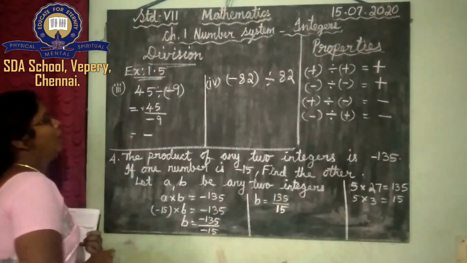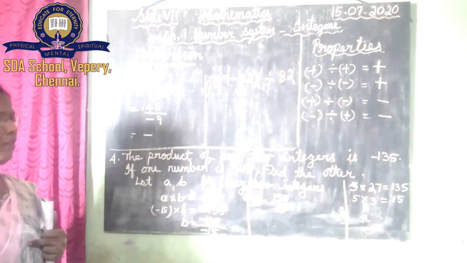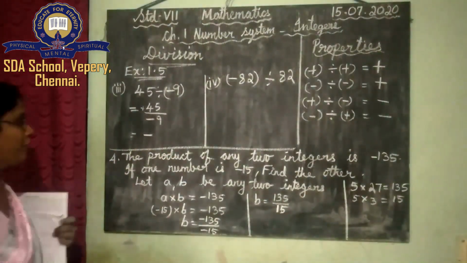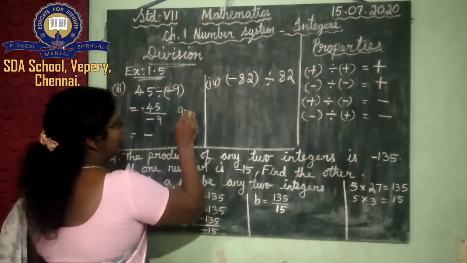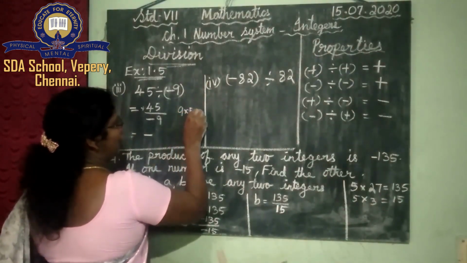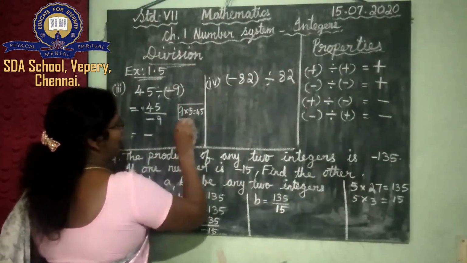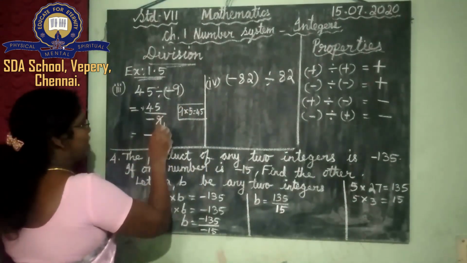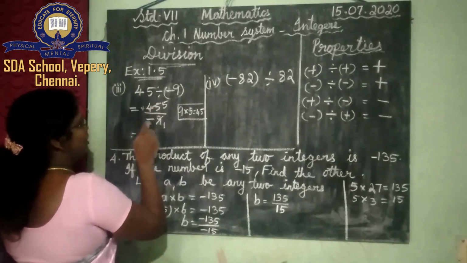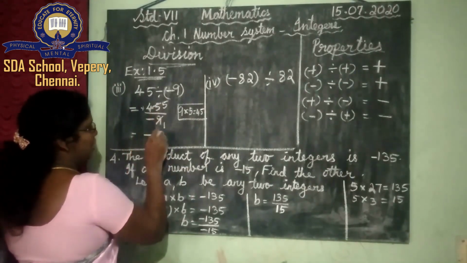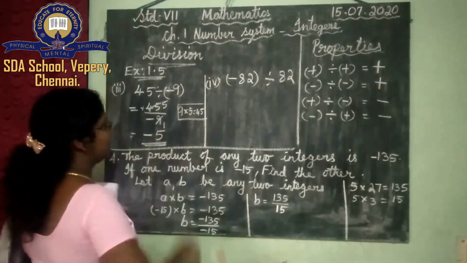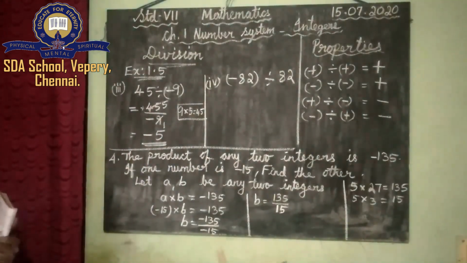How many 9s are there in 45? 1 9 is 9, 5 times, that gives 45. So I am cancelling. So my sign is minus. Here the answer is 5. My answer is minus 5.